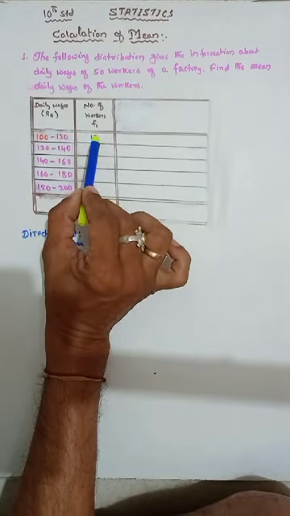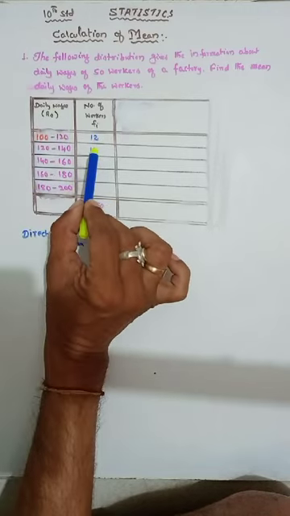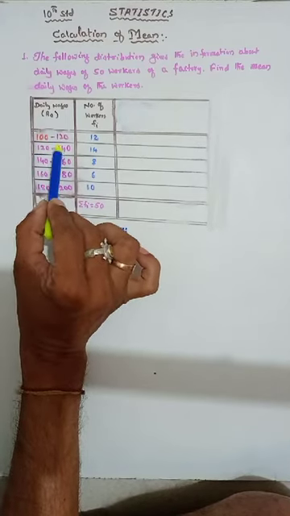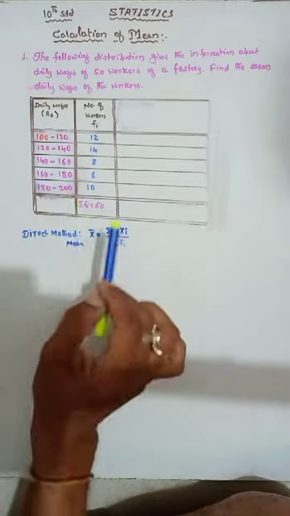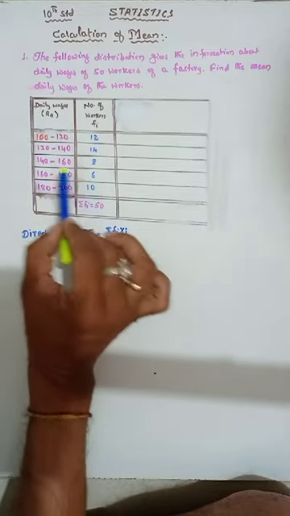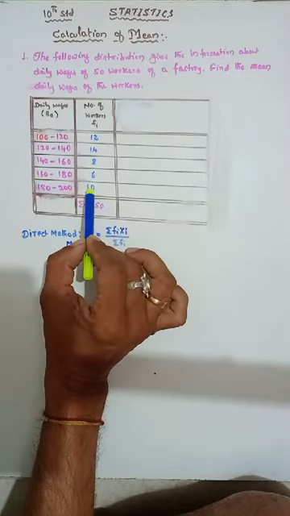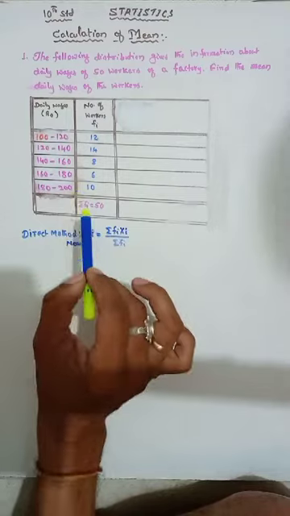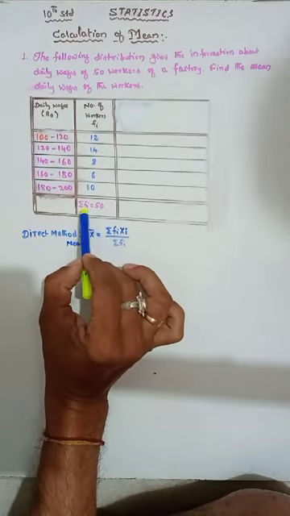Here 12 of the workers get 100 to 120 rupees per day. 14 of them get 120 to 140 rupees per day. 8 of them get 140 to 160 per day, and similarly 6 of them get 160 to 180, and 10 of them get 180 to 200 rupees per day. Totally 50 workers are there. We have to treat that as sigma fi.